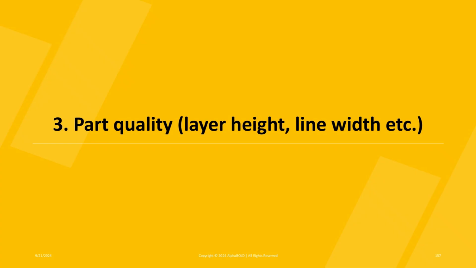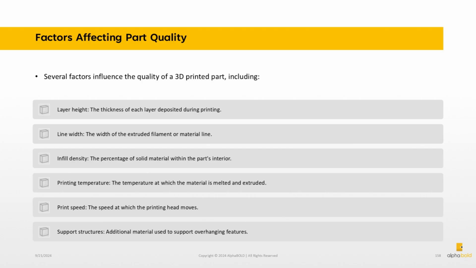Part quality, layer height, line width, etc. Several factors influence the quality of a 3D printed part, including layer height, the thickness of each layer deposited during printing. Line width, the width of the extruded filament or material line. Infill density, the percentage of solid material within the part's interior. Printing temperature, the temperature at which the material is melted and extruded. Print speed, the speed at which the printing head moves. Support structures, additional material used to support overhanging features.